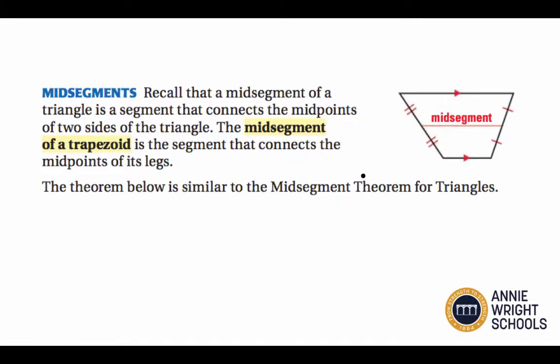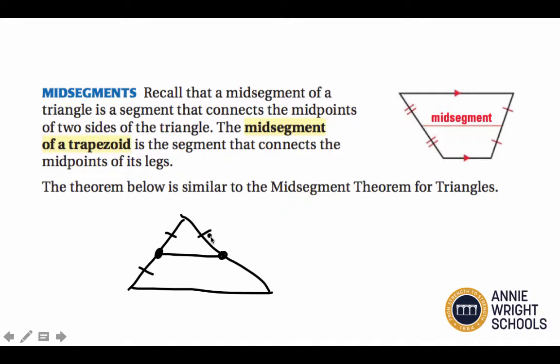Then there's a special segment in a trapezoid, and it's called a mid-segment. It takes the midpoints of the legs and connects them. It doesn't take much to prove that the mid-segment is parallel to the bases. Remember, triangles have a mid-segment. If we connect this midpoint to this midpoint, what's interesting about the mid-segment of a triangle is you can easily prove that it is half of whatever side it's parallel to.